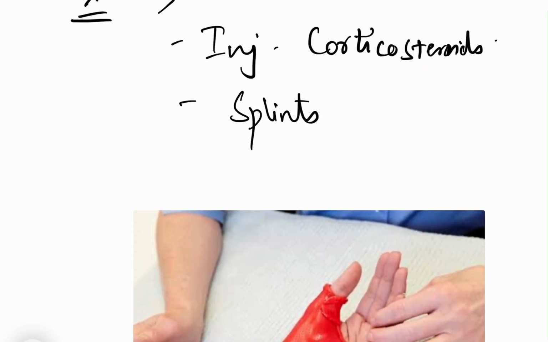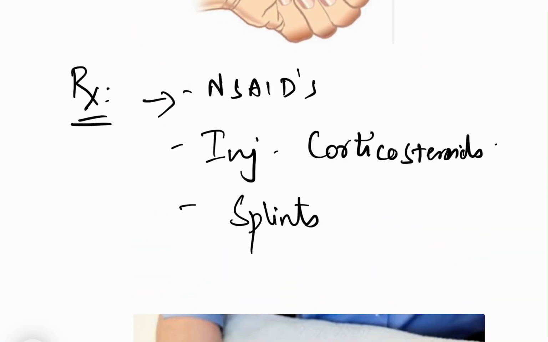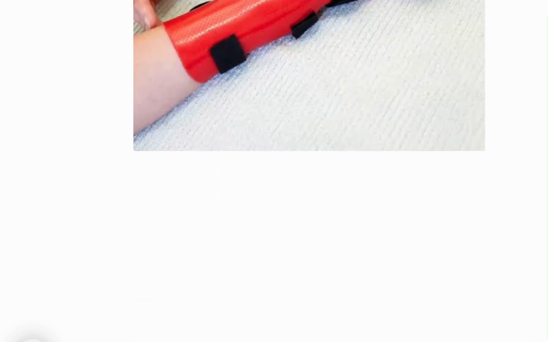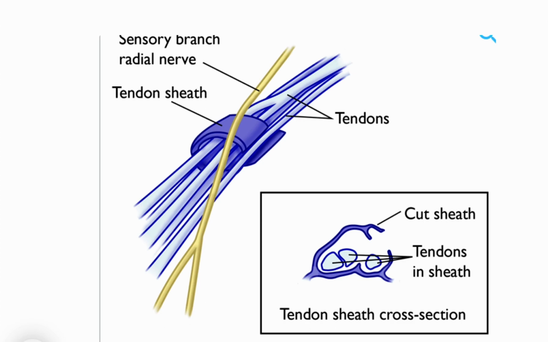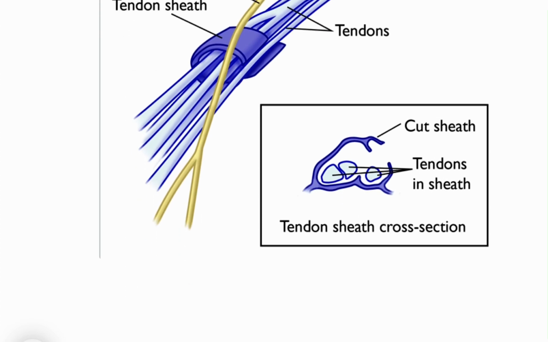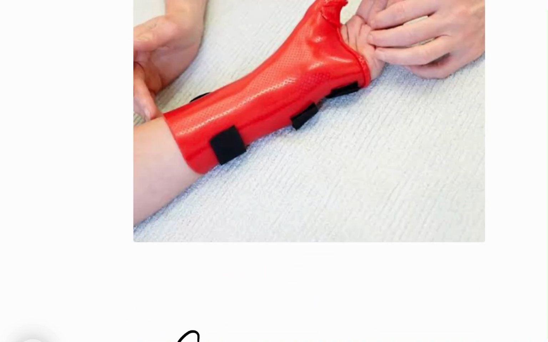With this conservative treatment the majority of patients will be treated, but for those who are not cured by conservative treatment, surgery is done. Basically the extensor retinaculum, which is covering the tendon sheath, is released. Release of this extensor retinaculum is done either partially or completely, depending upon the condition. So this is all about de Quervain's tenosynovitis.